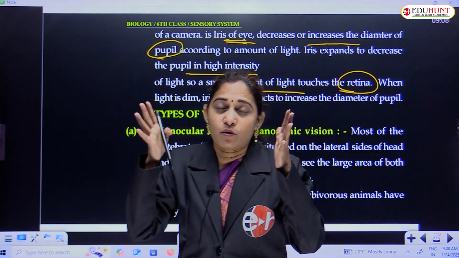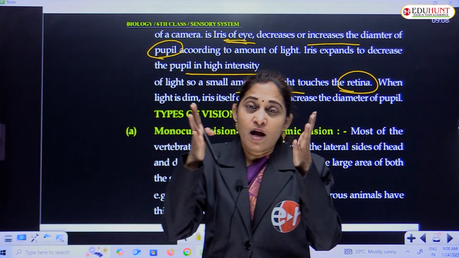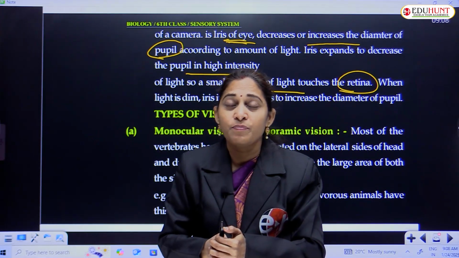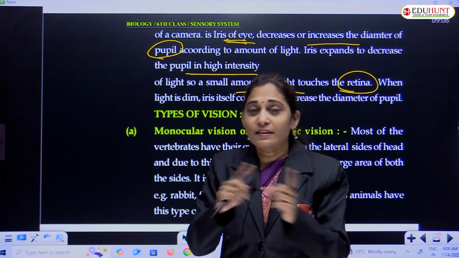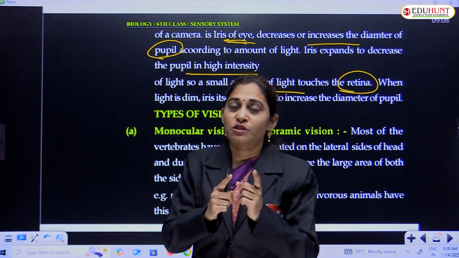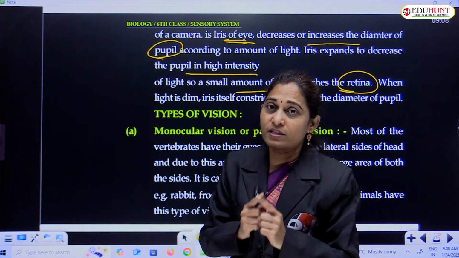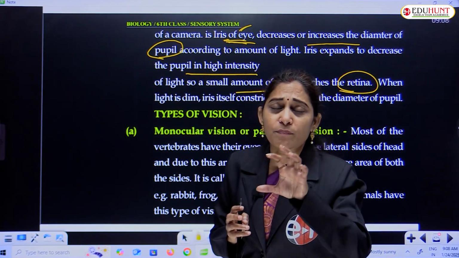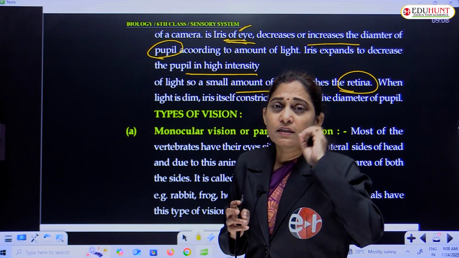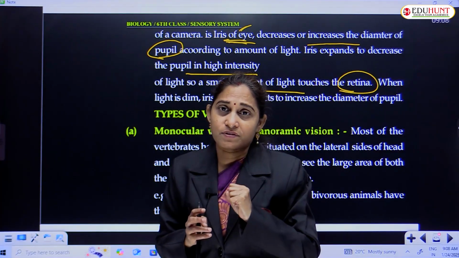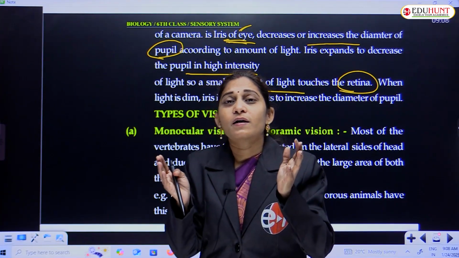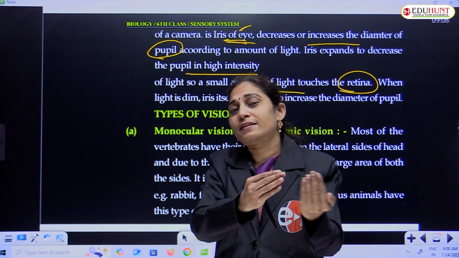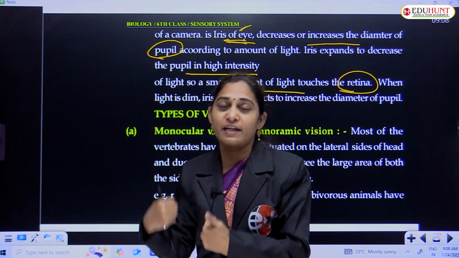If there is high brightness, high intensity light falling on the eye, the sensory cells get damaged. To prevent that, this adjustment happens. The main reason for this adjustment is that the iris adjusts the diameter of the pupil depending on the intensity of the light it receives. If the intensity is more, the iris expands, the pupil decreases, and the light that ultimately falls on the retina will be decreased.